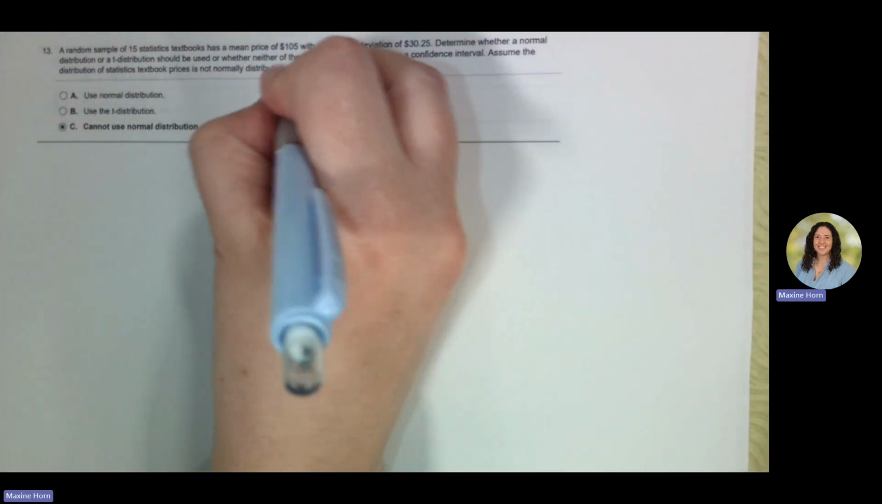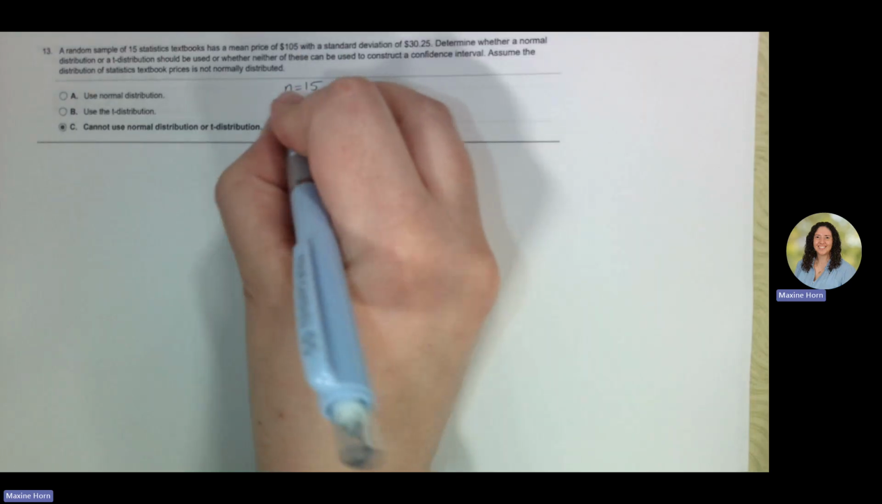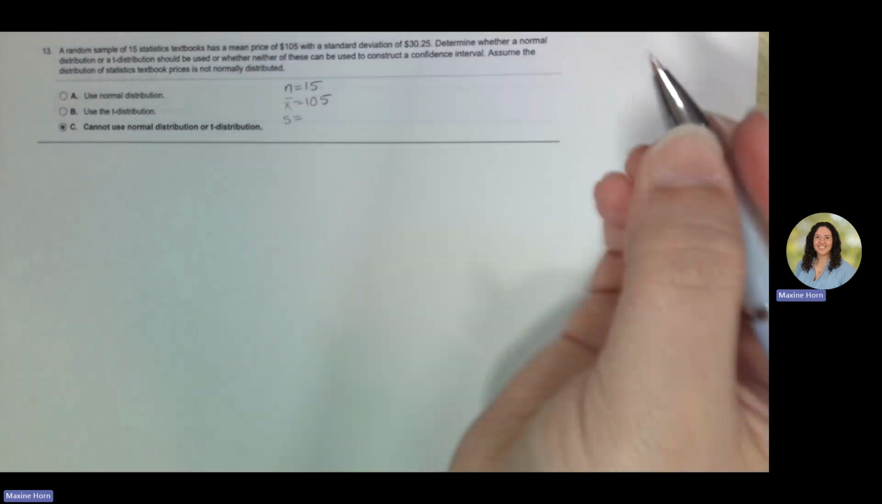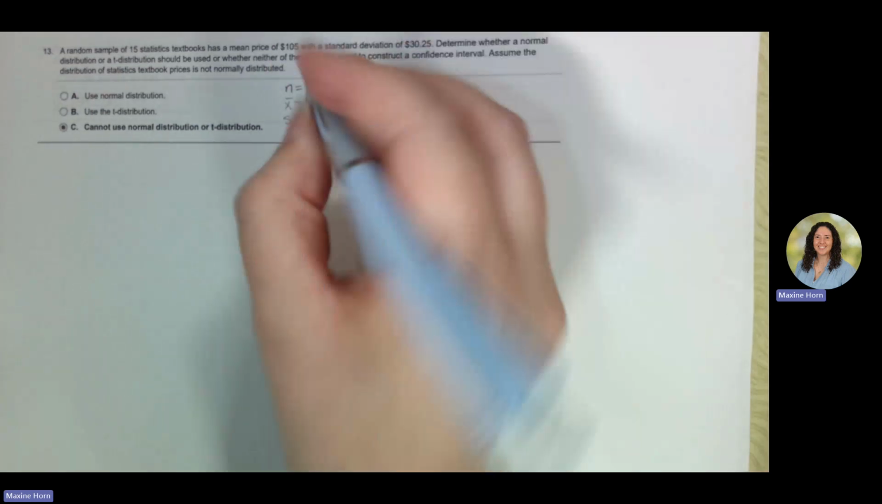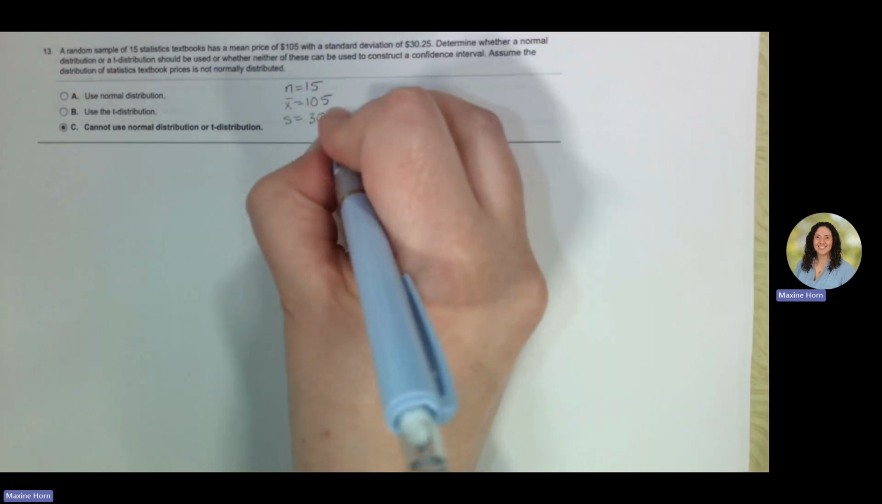A random sample of 15 statistics textbooks has a mean price of 105 with a standard deviation of that sample, so a sample standard deviation of 30.25. Determine whether a normal distribution or a t-distribution should be used, or whether neither of them can be used to construct the confidence interval, and assume the distribution of the textbook prices is not normally distributed.